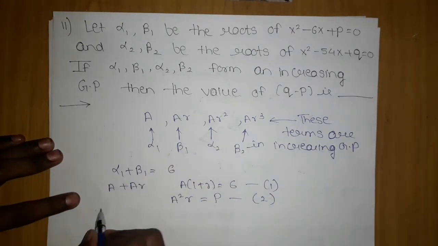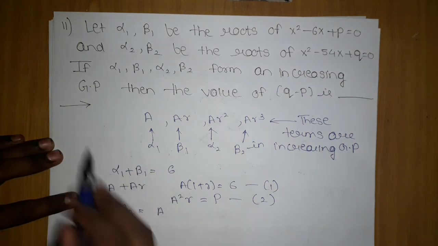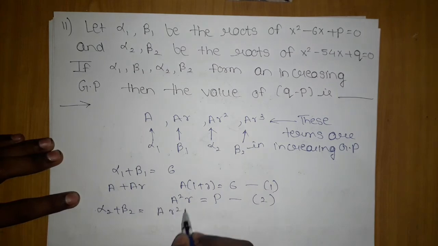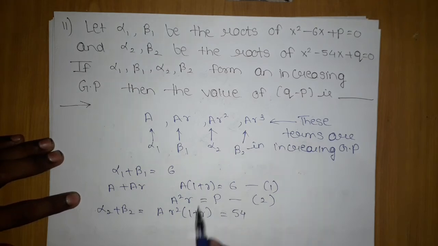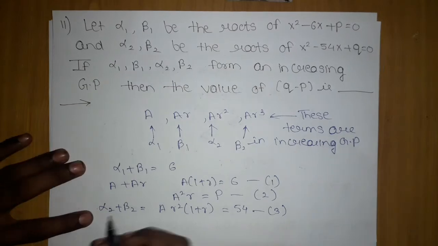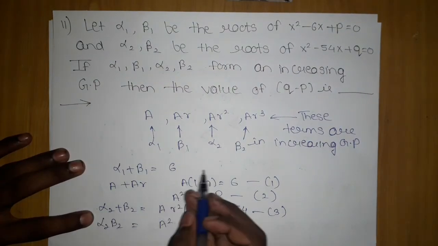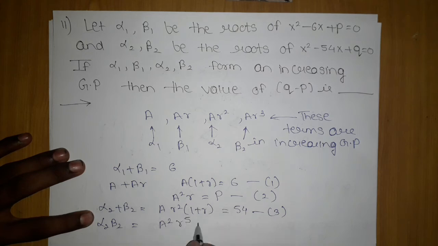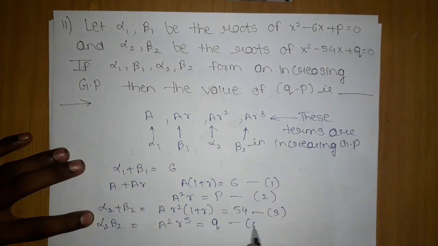Further, for alpha 2 and beta 2, alpha 2 plus beta 2 will be equal to... they both have a into r square common, then 1 plus r should be equal to what? 54. Why do we take r square common? Because it forms 1 plus r similarly. And the last, alpha 2 into beta 2, which is nothing but a square into r raised to 5. What do we have here? We have q. So these are the 4 terms.